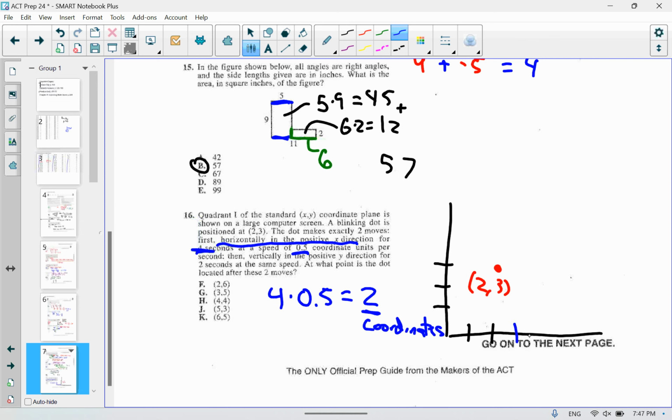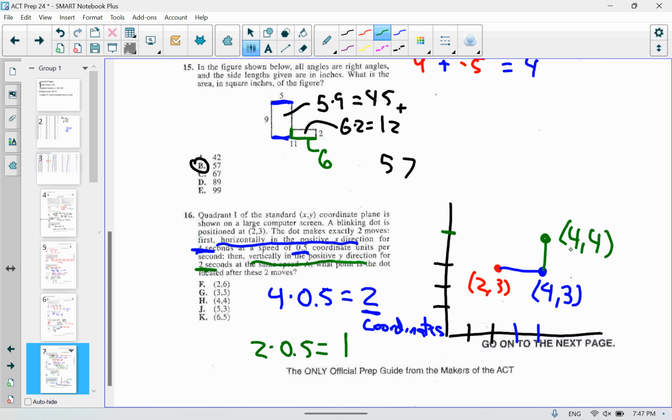That would be to the right. So if I were to do that, I'd be right here. And now I'm at 4, 3. And then it says I'm going to go vertically in the positive y direction for 2 seconds at the same speed. So 2 times 0.5 would give me 1 coordinate in the positive y direction. That would be up. So now I get up, and I'm now at 4, 4. So my answer is going to be letter H.